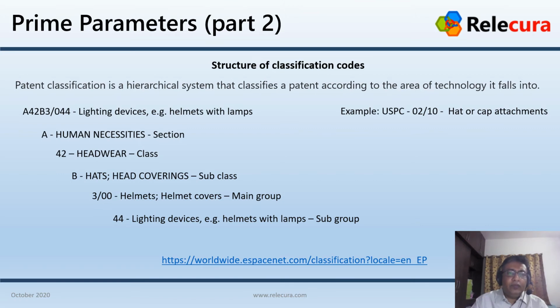42 will be talking about the class, headwear. B will be talking about heads, head covering, which is the subclass, and 3/00 will be talking about helmets, helmet covers, which is the main group, and 44 is the subgroup, which is talking about lighting device. Similarly, if you see the definition of hats or caps attachment in USPC, it will be 02/10.